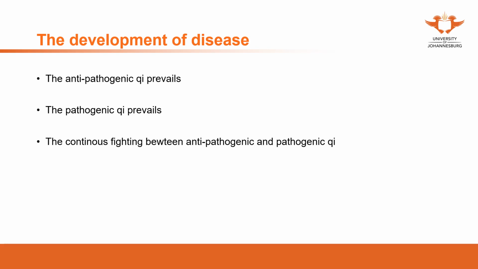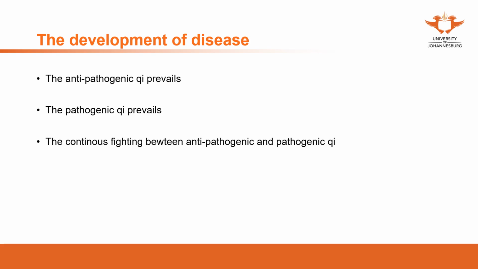So in this situation, from the clinical manifestations, you can see the symptoms become worse and worse. The patient may have fever. The fever is still at a high level, high grade, and the patient may also develop into coma. So all the symptoms become worse. Or if someone suffers from different kinds of pains in the joints, the pains become worse and worse. That's because the pathogenic qi prevails.